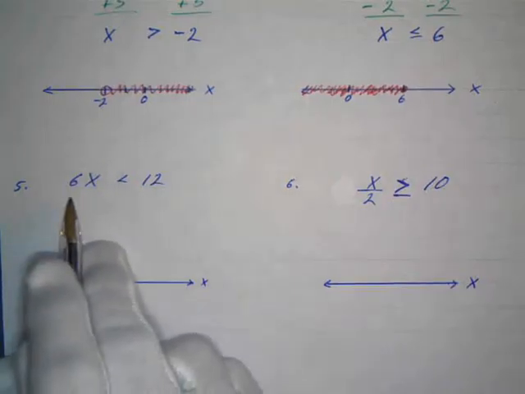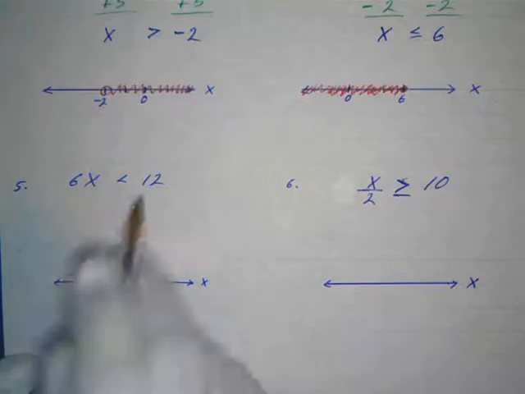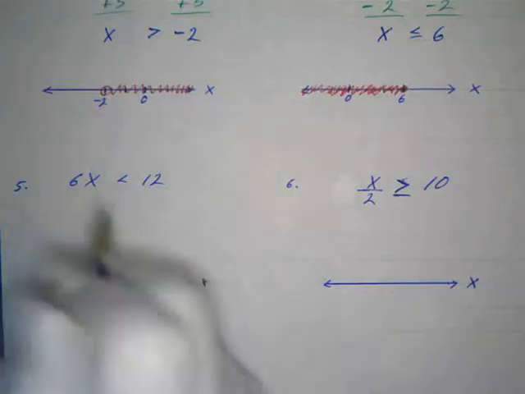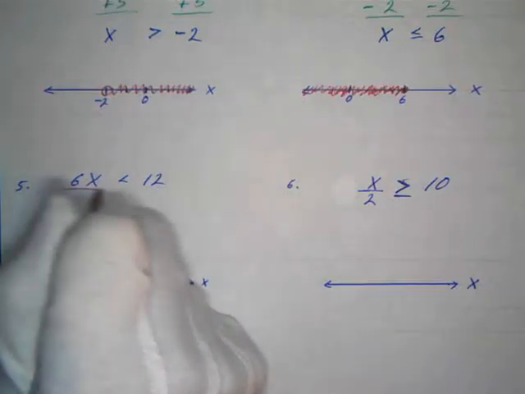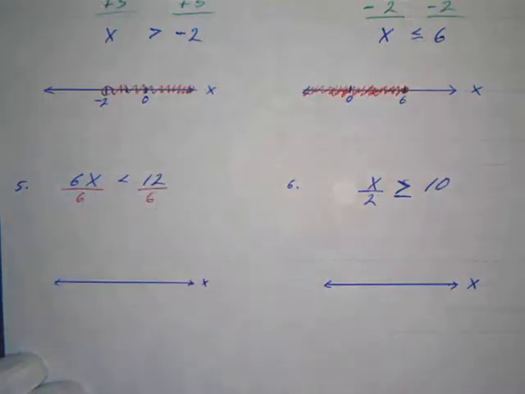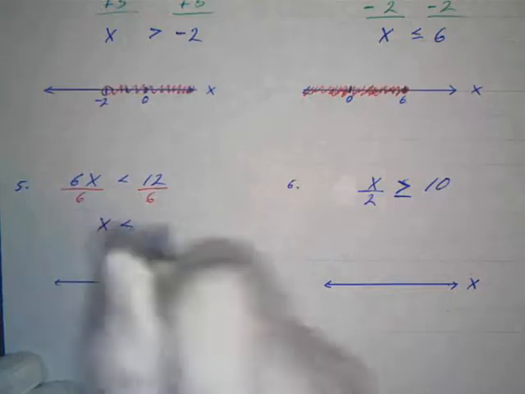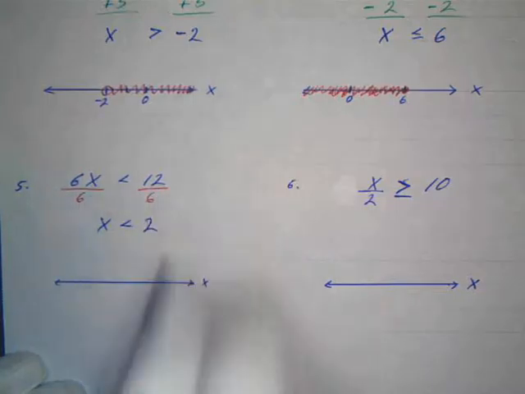So let's take a look at number 5 over here. I want to solve for x. I need to remove the 6. It's 6 times x, so the opposite of times is divide. Just like an equation, we would divide both sides by 6. And I get 6 over 6 is 1. 1 times x is just x, and that's going to be less than 12 divided by 6, which is 2.